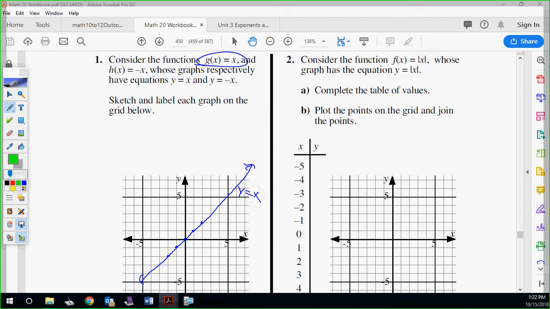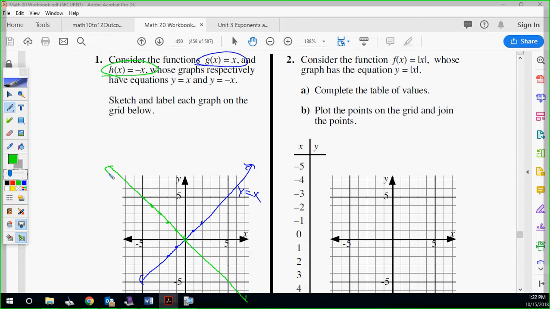Okay, and then I'm going to do the negative x, the h of x, which is also a line. It's just a negative slope. It's going down through the same spot of the origin, but it's just going down. So that's what we have. If we do the line of x and the line of negative x, you're saying, well, why are you doing that? Well, let's look and see why.